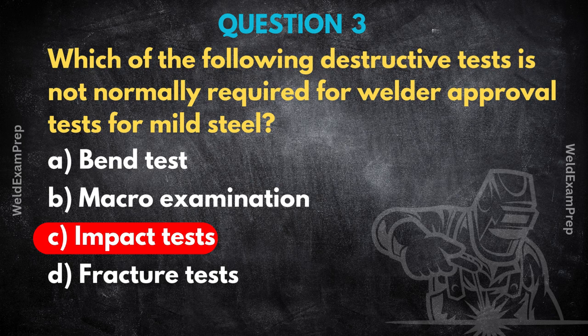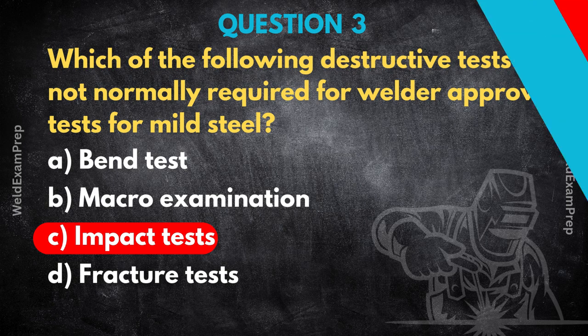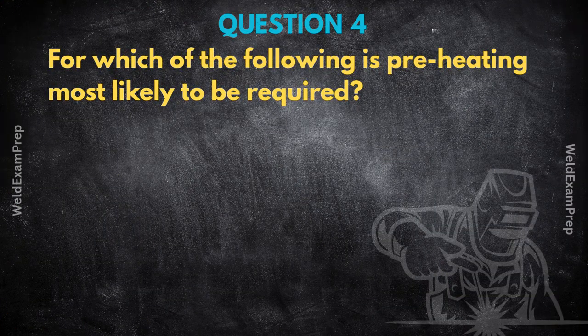We're moving back from the person to the environment around the weld, specifically thermal controls. Heat, and how we manage it. Because getting this wrong can lead to some of the most dangerous types of failures, like cracking. So we need to know when preheating is necessary. It's a critical piece of the puzzle. The question is, for which of the following is preheating most likely to be required?